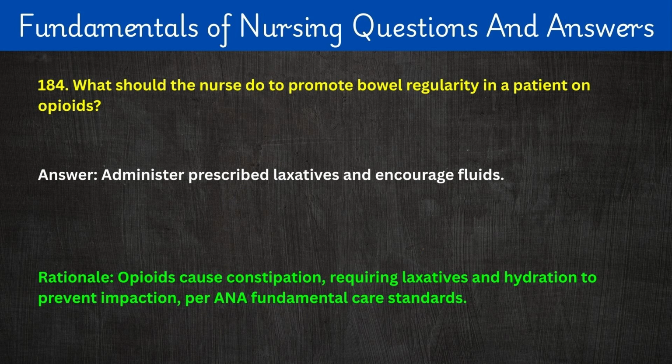184. What should the nurse do to promote bowel regularity in a patient on opioids? Answer: administer prescribed laxatives and encourage fluids. Rationale: opioids cause constipation, requiring laxatives and hydration to prevent impaction, per ANA fundamental care standards.